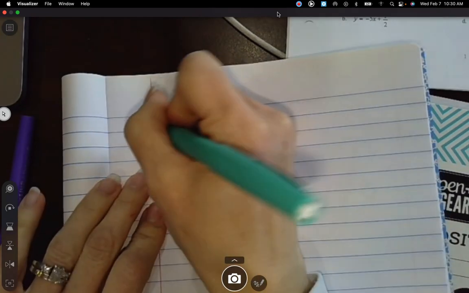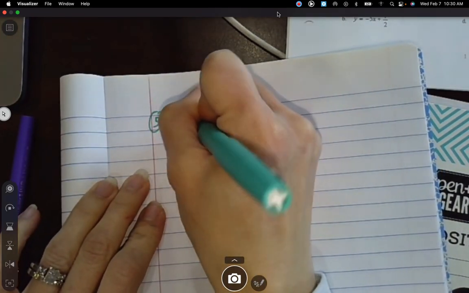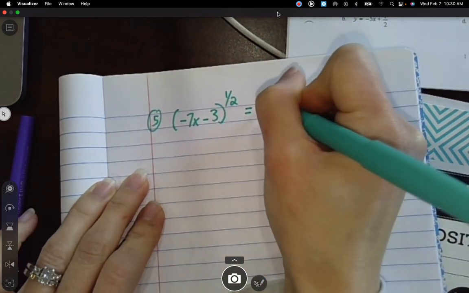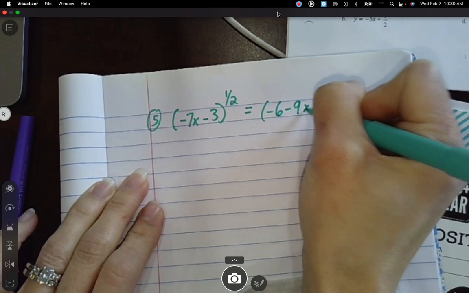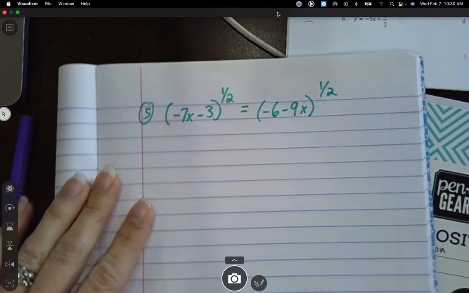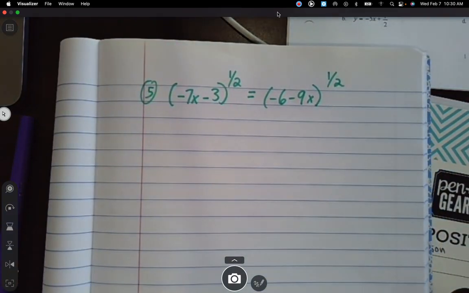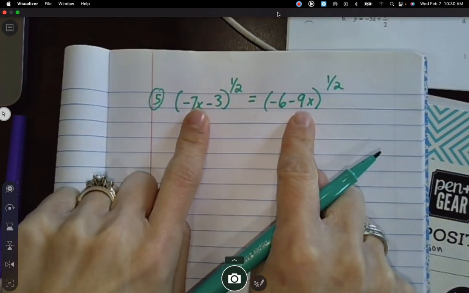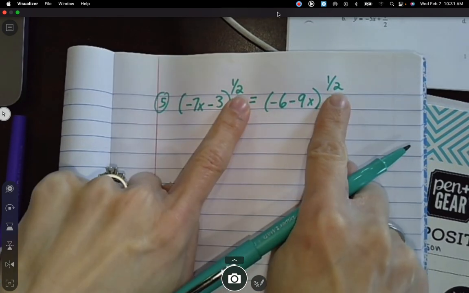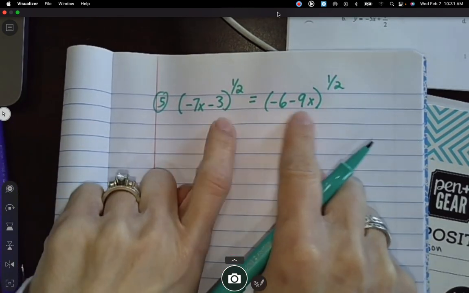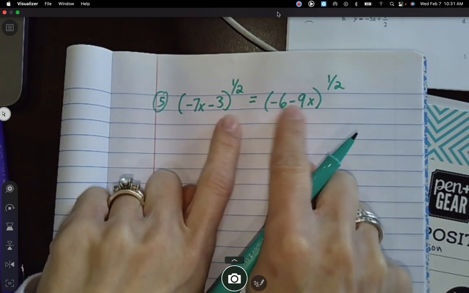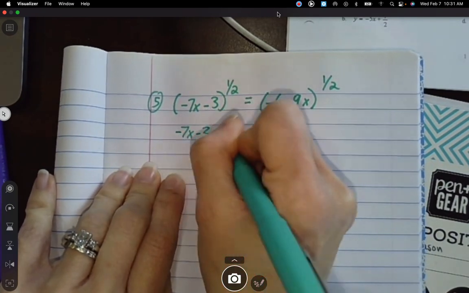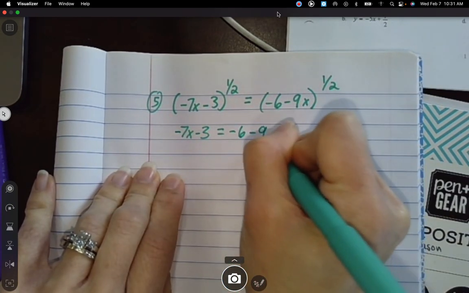So here we go. I've got negative 7x minus 3 to the 1/2. Negative 6 minus 9x to the 1/2. Now, if they have the same exact exponent, then what you're saying is these two things are equal, right? Do y'all understand that? Since these two exponents are the same, these two things are going to have to be equal. So let me just write that. Bring this one down and this one down.